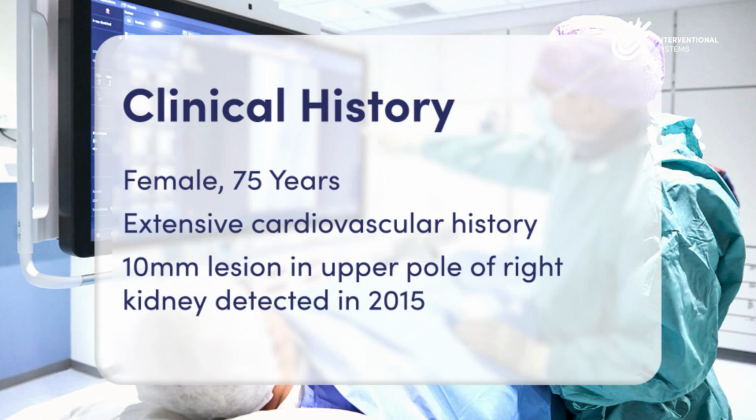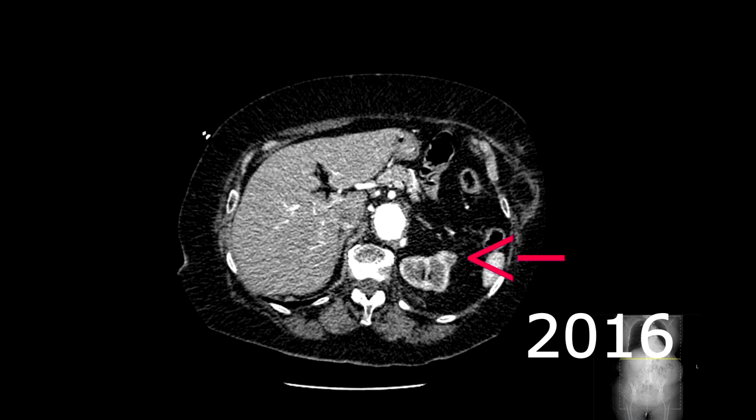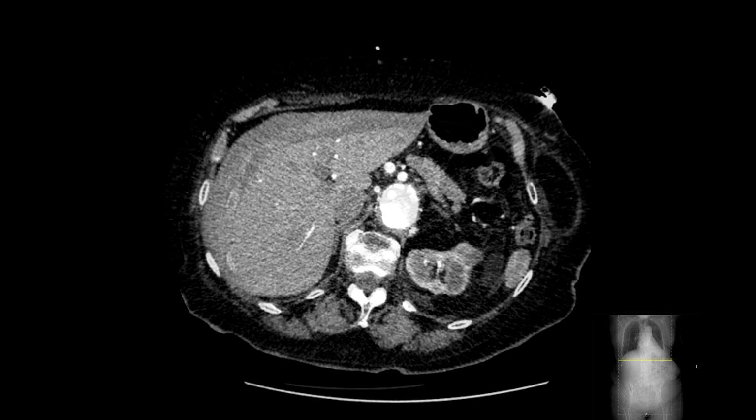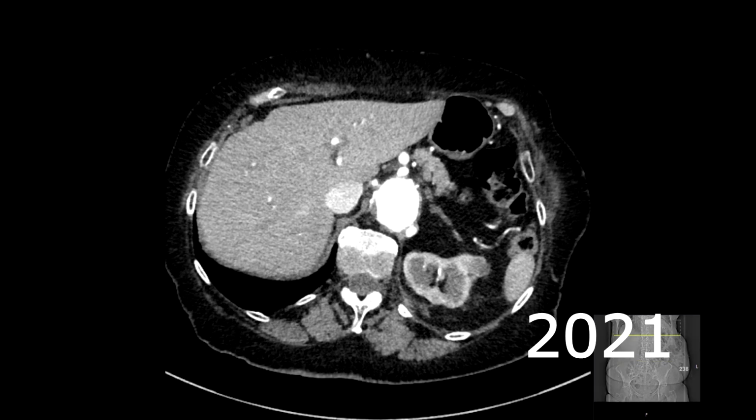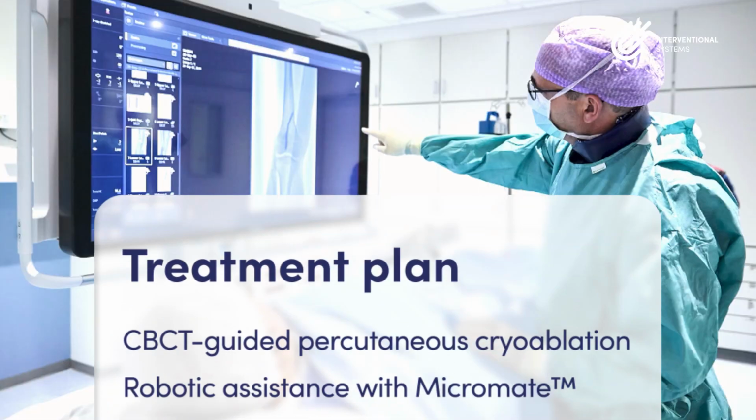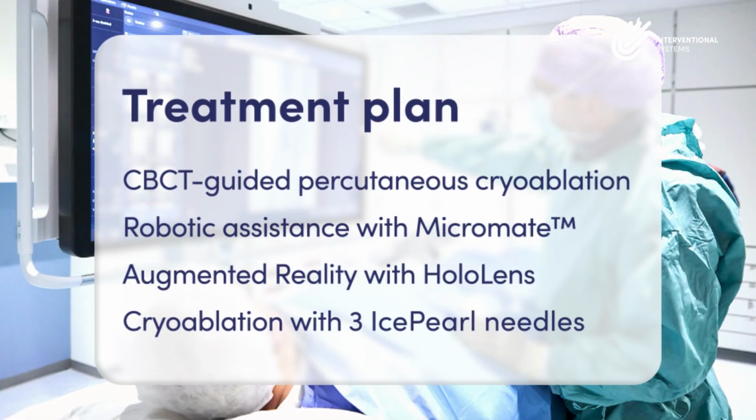Since 2015 there was a lesion in the upper pole of the right kidney of about 10 mm, where we decided for watchful waiting and first treat all the other pathology. On these successive CT scans you see the growth of the lesion from 2016 to 2021. And after the initial period of watchful waiting, we now feel we need to treat this lesion with percutaneous cryo and a general anesthesia, where we would also use 3 ice pearl needles.